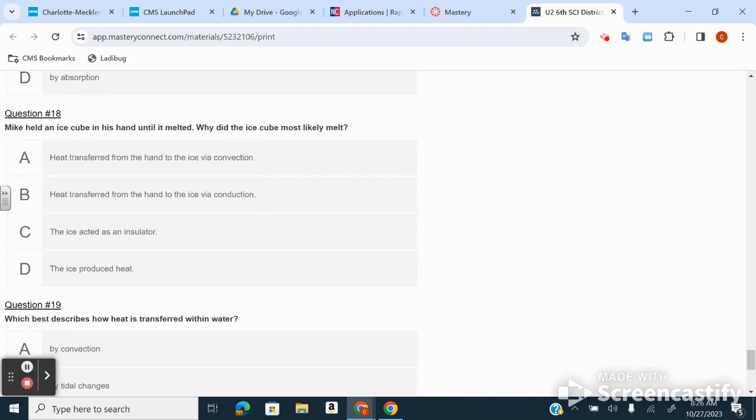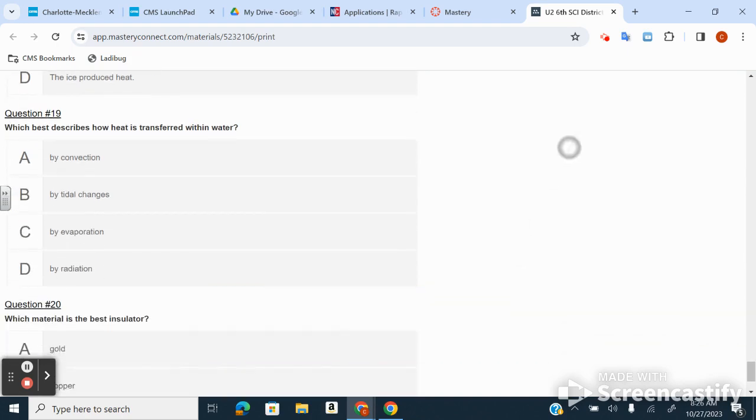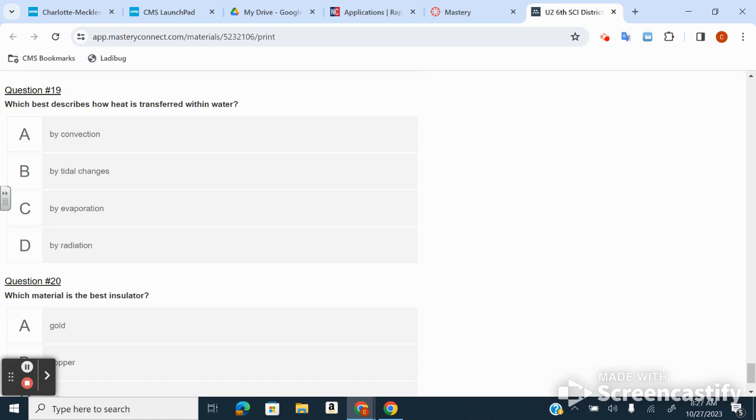Question 18. Mike held an ice cube in his hand until it melted. Why did the ice cube most likely melt? A. Heat transferred from the hand to the ice via convection. B. Heat transferred from the hand to the ice via conduction. C. The ice acted as an insulator. D. The ice produced heat. Question 19. Which best describes how heat is transferred within water? A. By convection. B. By tidal changes. C. By evaporation. D. By radiation.